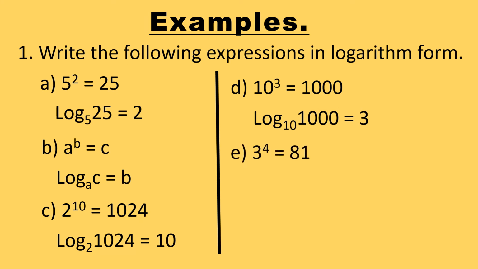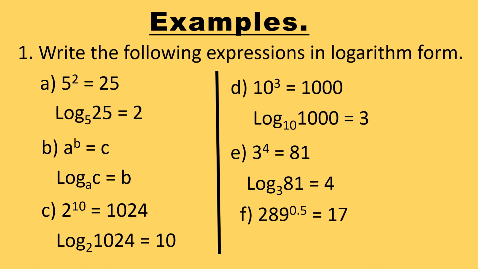Question E. 3 raised to power 4 equals to 81. We express this as logarithm of 81 to base 3 equals to 4. 3 remains to be our base. 81 is the number we are looking for the logarithm, and the power is our answer, which is 4.